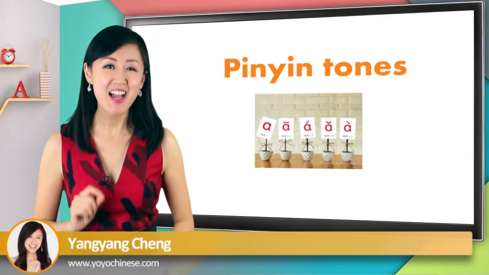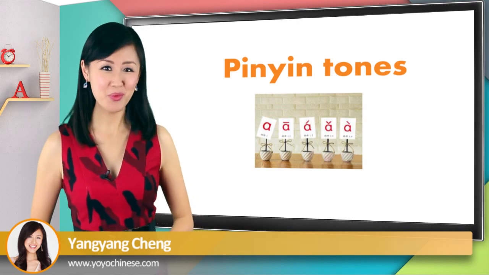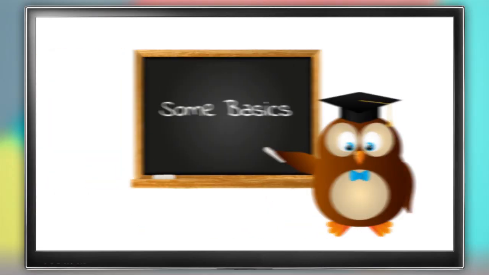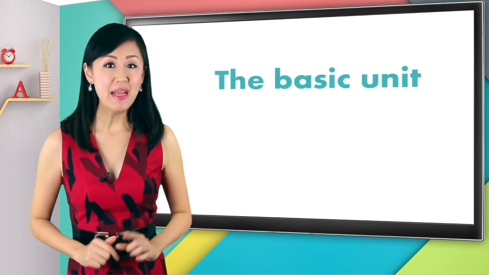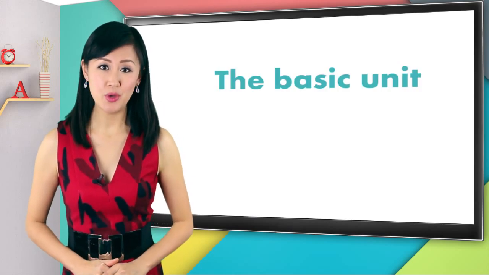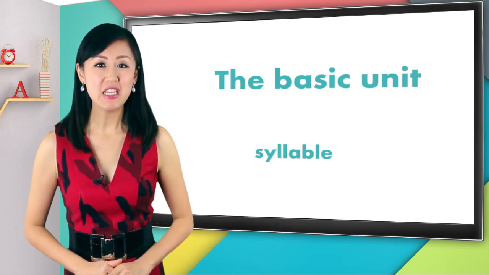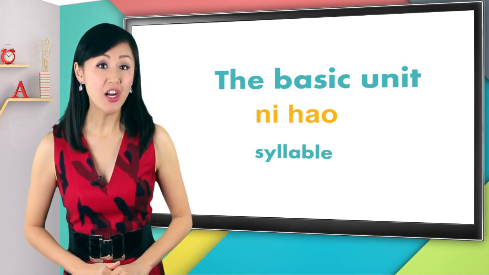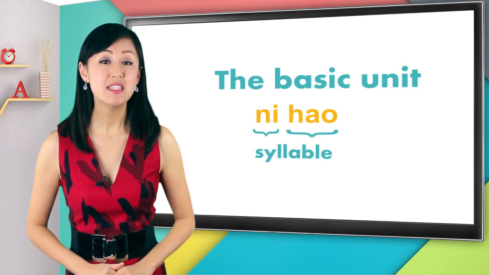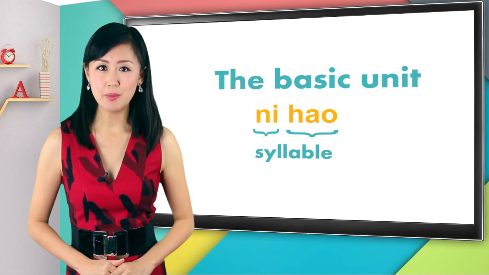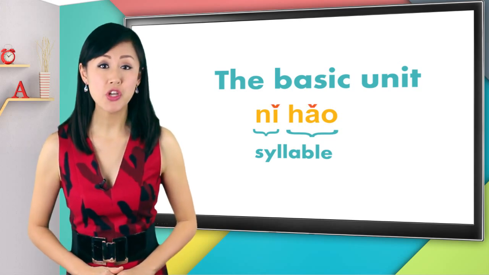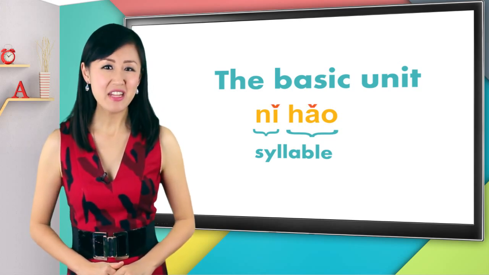I'm going to use a tiny bit of jargon here, but bear with me because this is important. The basic unit of the Chinese language is the syllable. So each of these sounds that I've been talking about is actually one syllable. And each syllable in Chinese has its own tone. So what are these tones anyway?